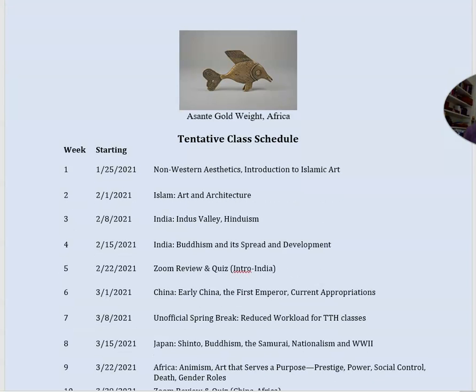At the top of the second page of your syllabus, there is an asante, also known as Ashante, a gold weight from Africa. We're going to be taking a look at these amazing objects that really come out of oral tradition. They are going to be very important for helping to maintain social values. And they're also kind of cool little objects to look at.